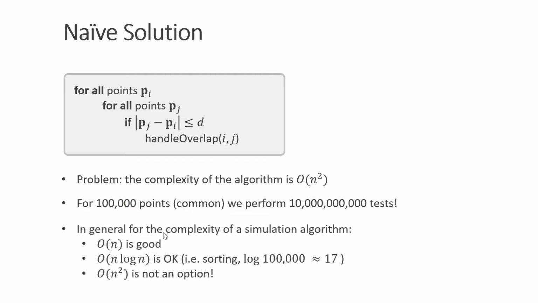In general, for a simulation, an algorithm is good if it has complexity O of n. This is because we have to touch every particle at every time step anyway. A complexity of n log n is also okay. This is the complexity of sorting, for instance. Instead of 100 billion, we only have to do 1.7 million tests. However, an algorithm with complexity n squared is not an option. Various data structures and algorithms have been proposed to reduce a complexity of n squared, for instance, bounding volume hierarchies or regular grids. We are going to look at the solution with regular grids.